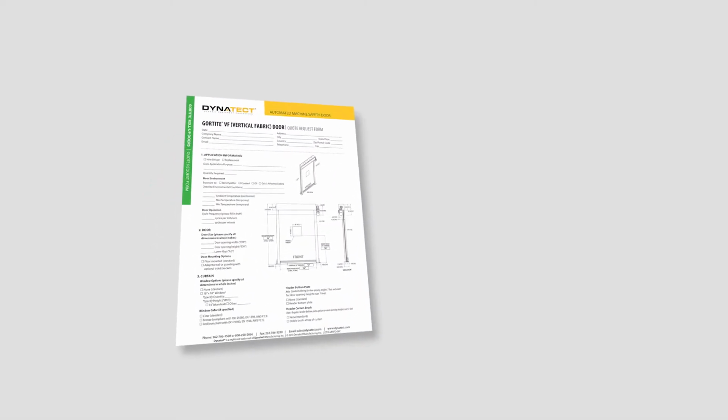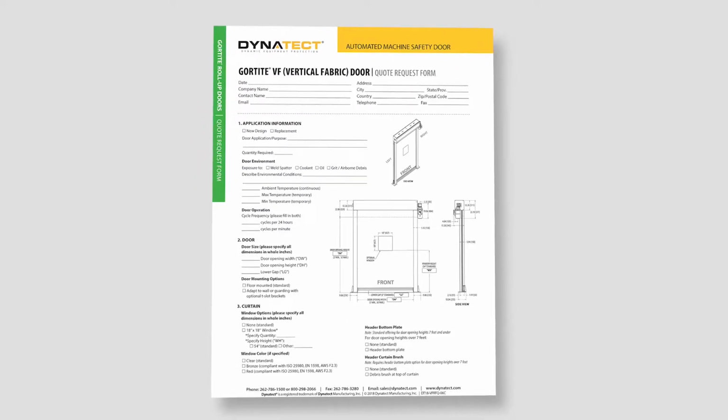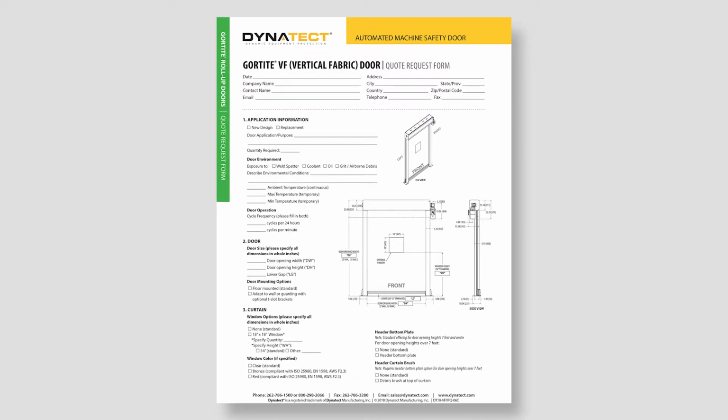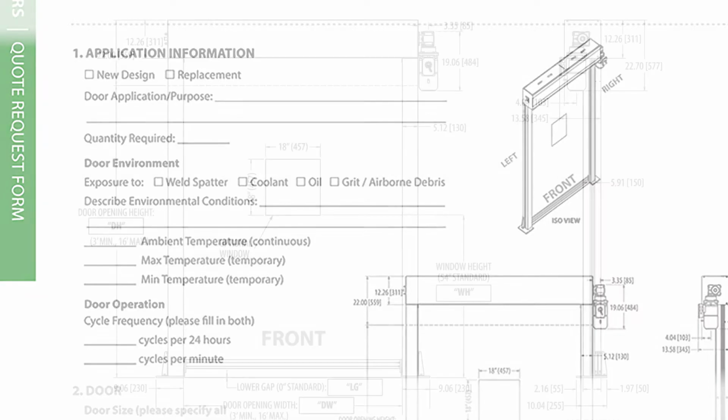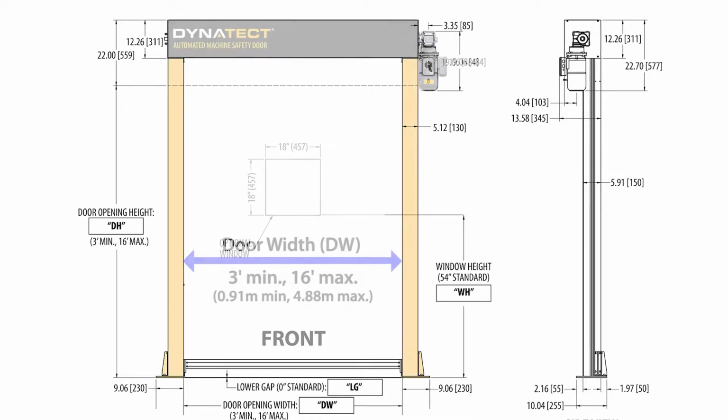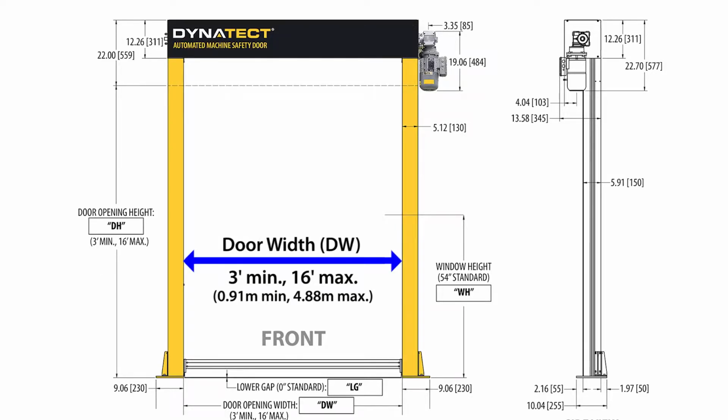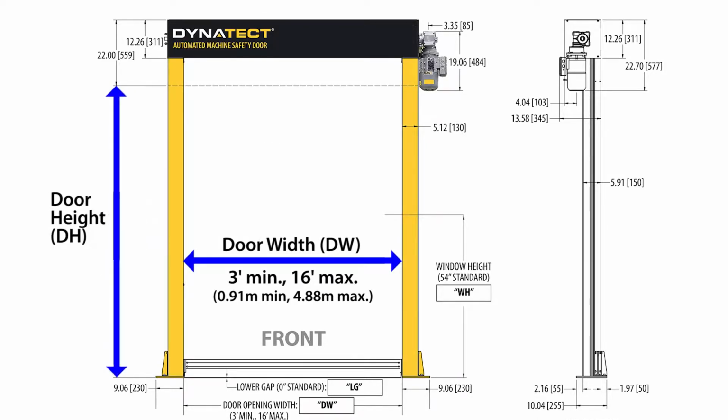The purpose of this video is to help clarify some of the measurements and choices on the Gortite VF door quote request form. In the first section, specify how the door will be used, how often it will cycle, and describe the operational environment. To size your door, we need to know the door opening width, DW, and door opening height, DH.